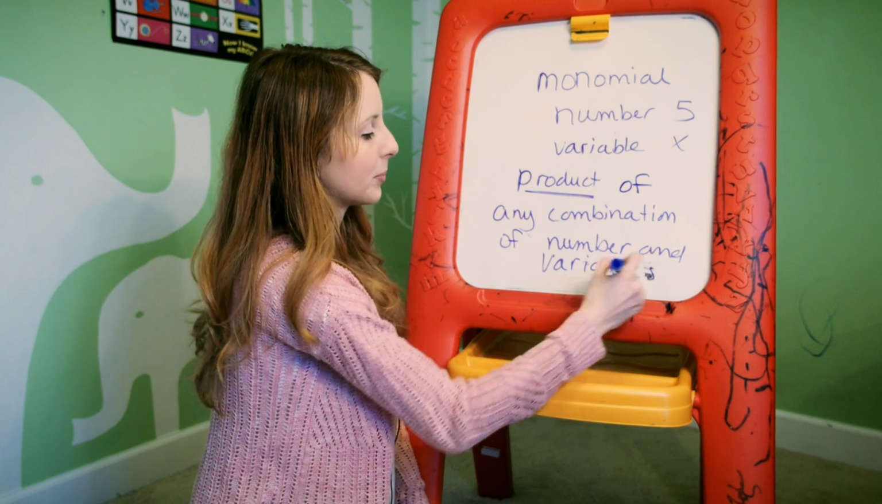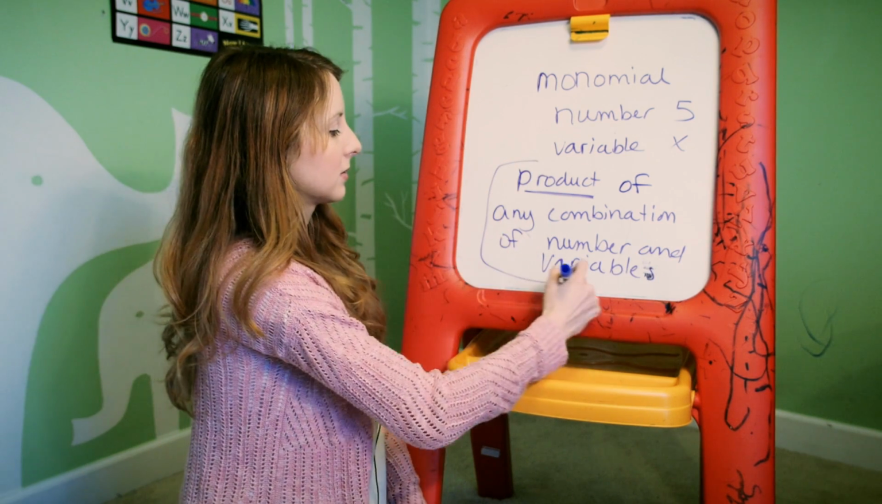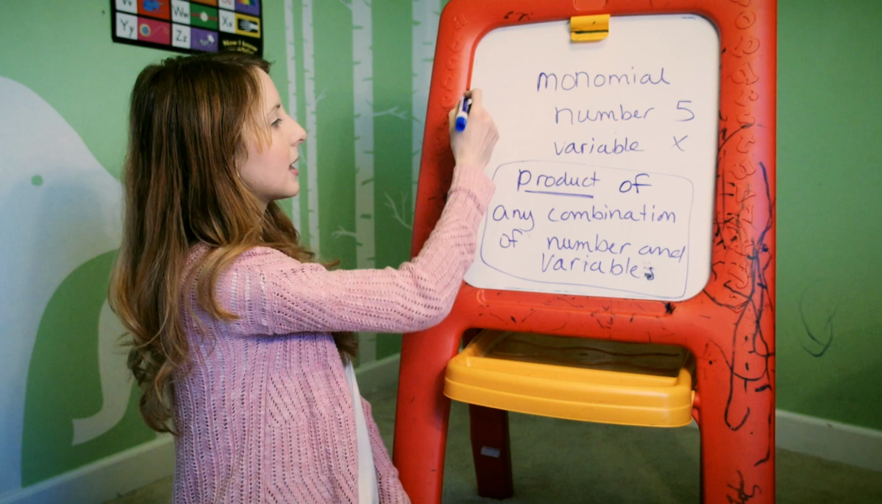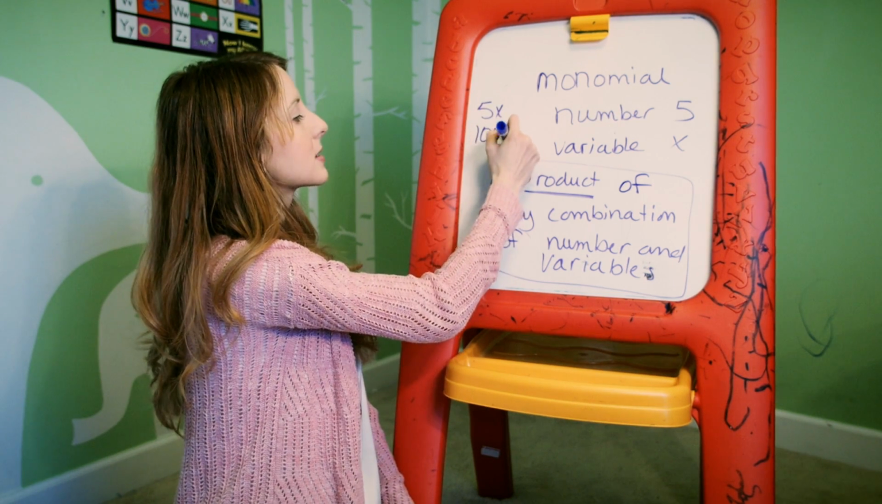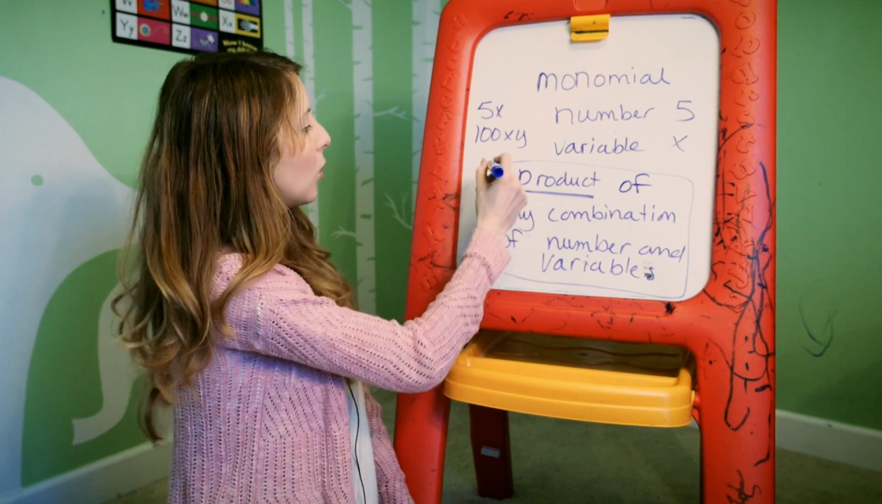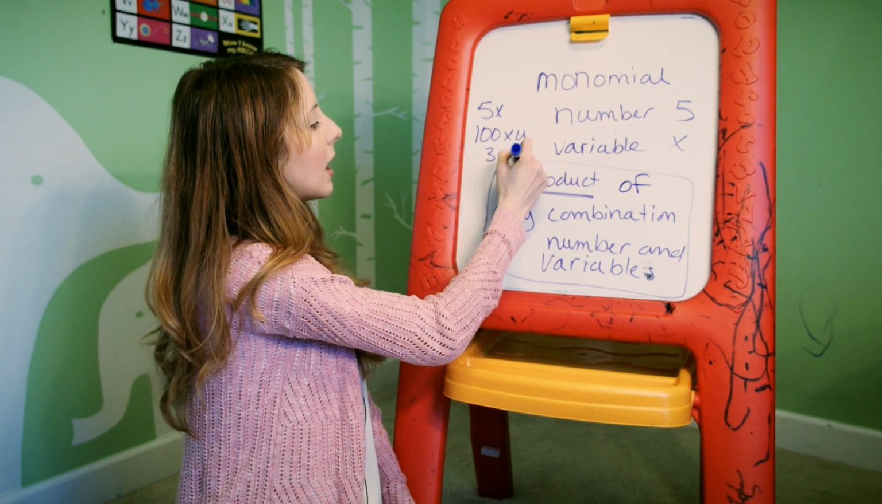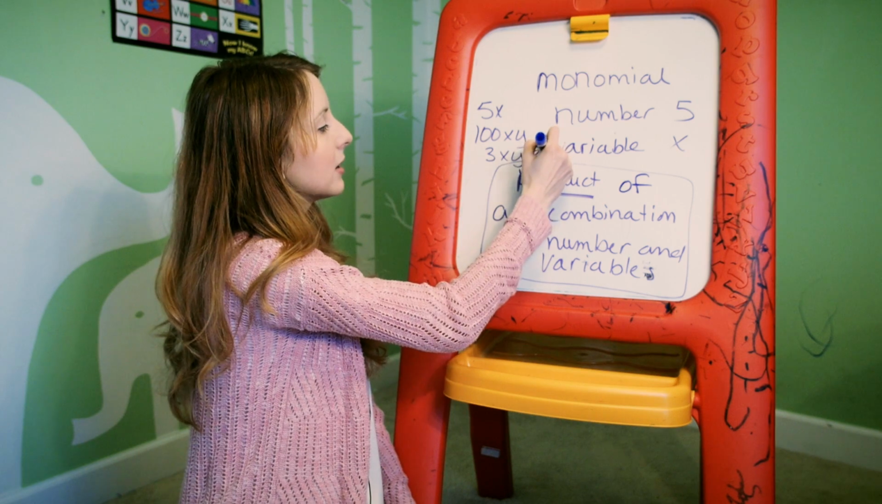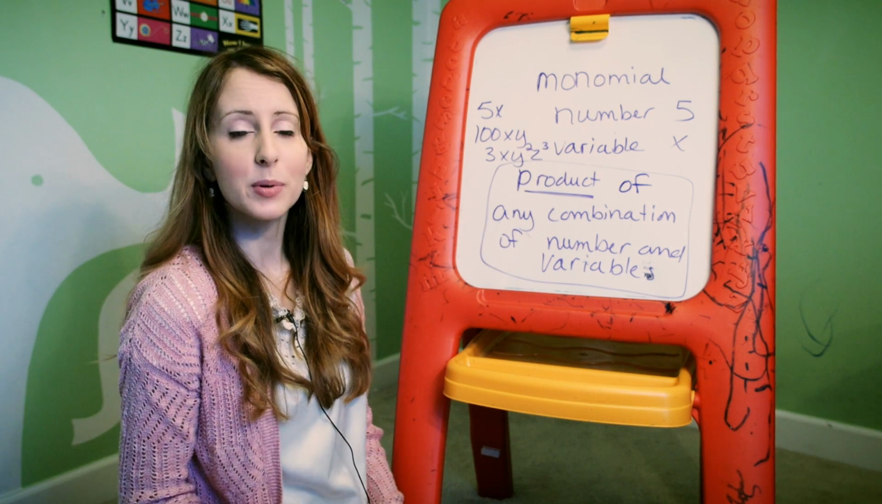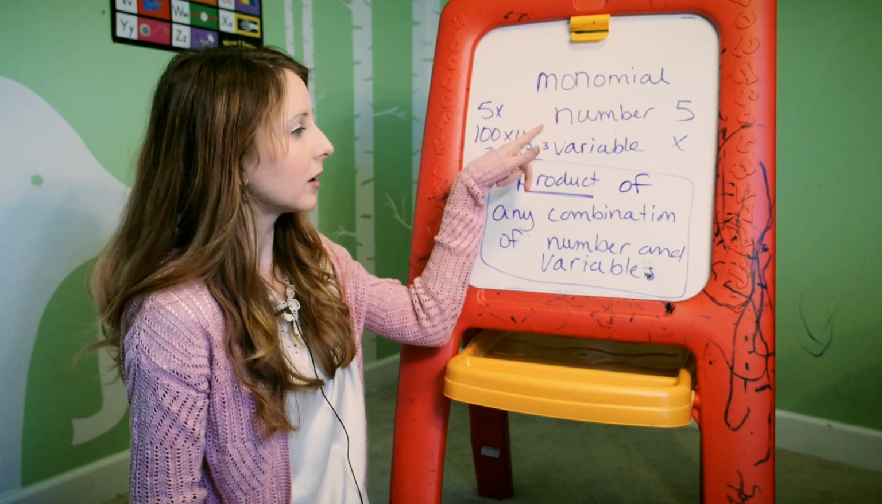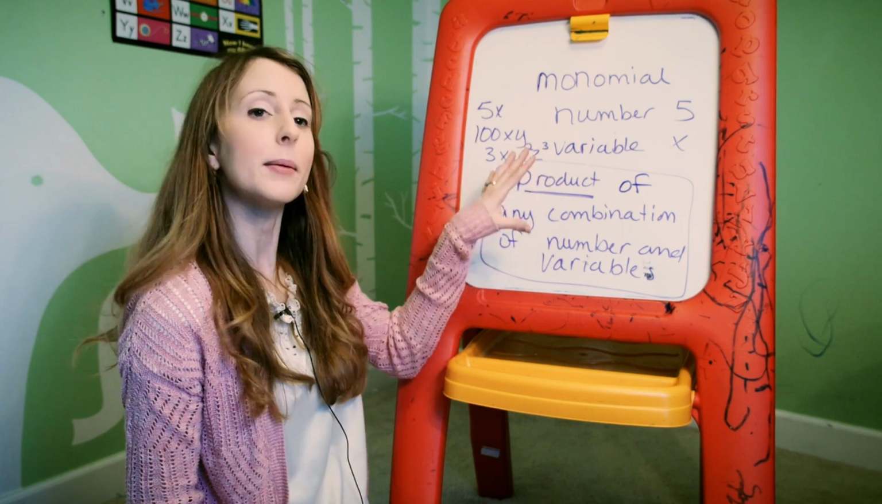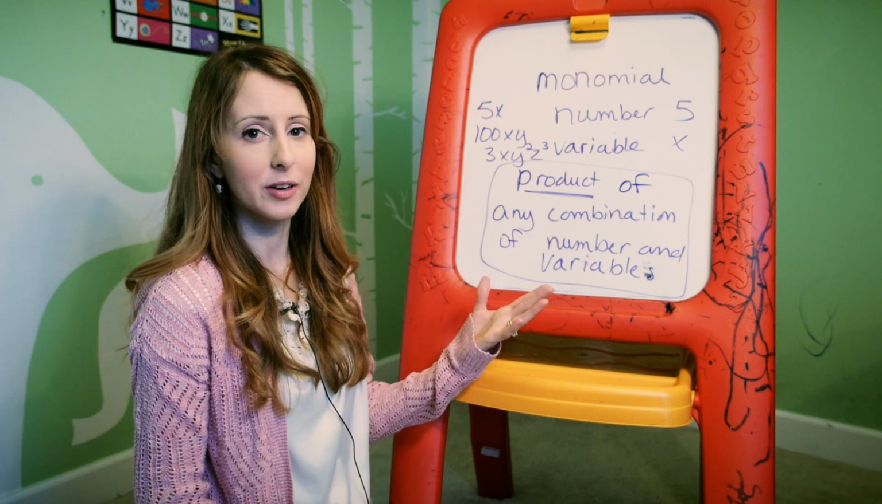So for example, we could have numbers like 5x, or 100xy, or 32xy squared z cubed. Those are all examples of monomials because they're made of either a single number, a single variable, or a product of numbers and variables.